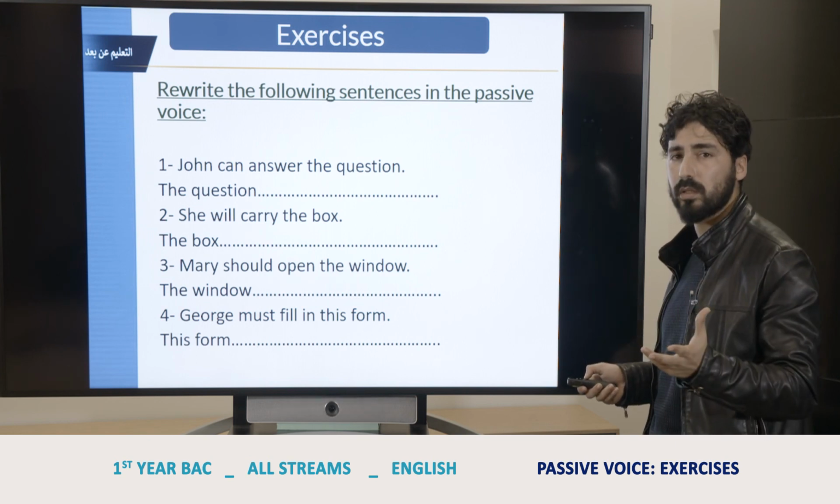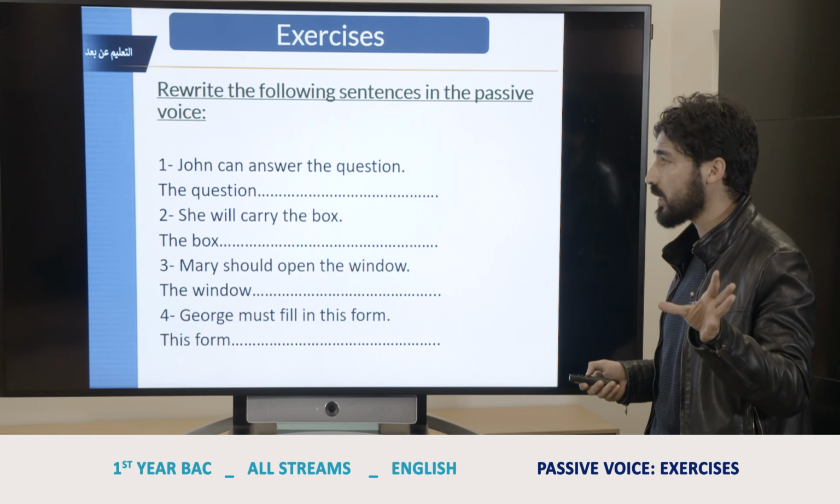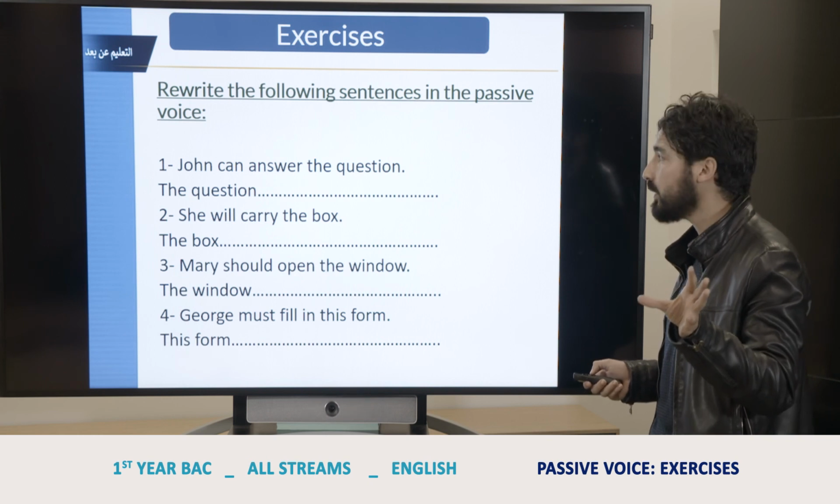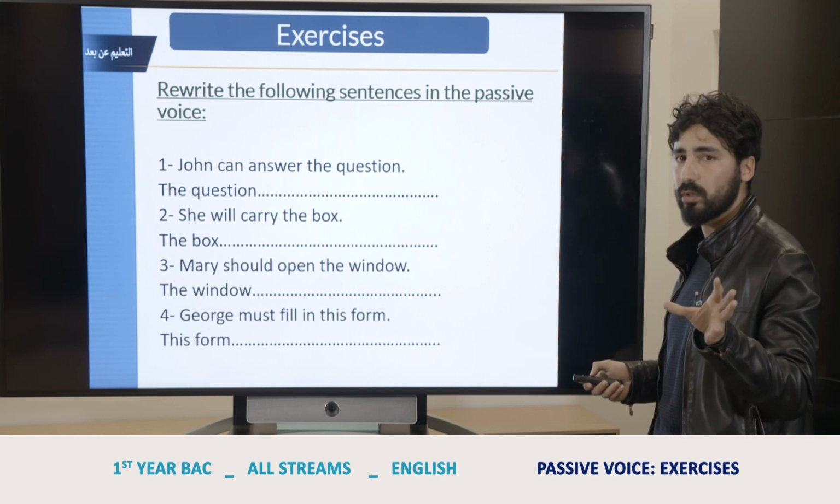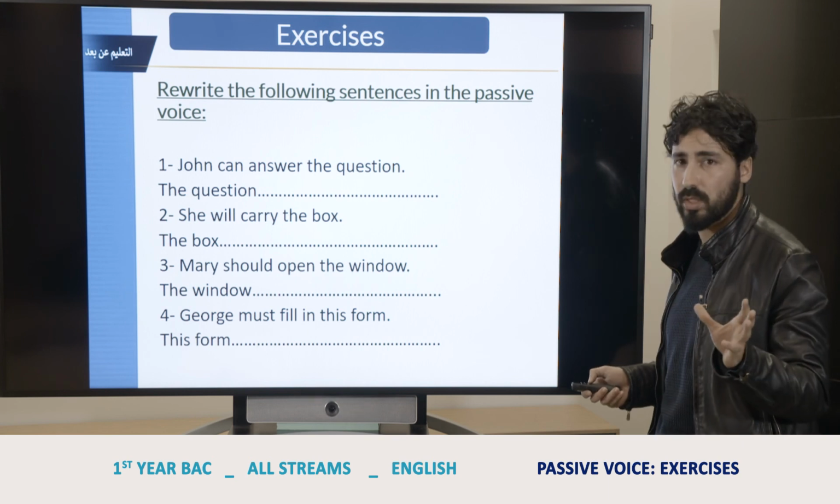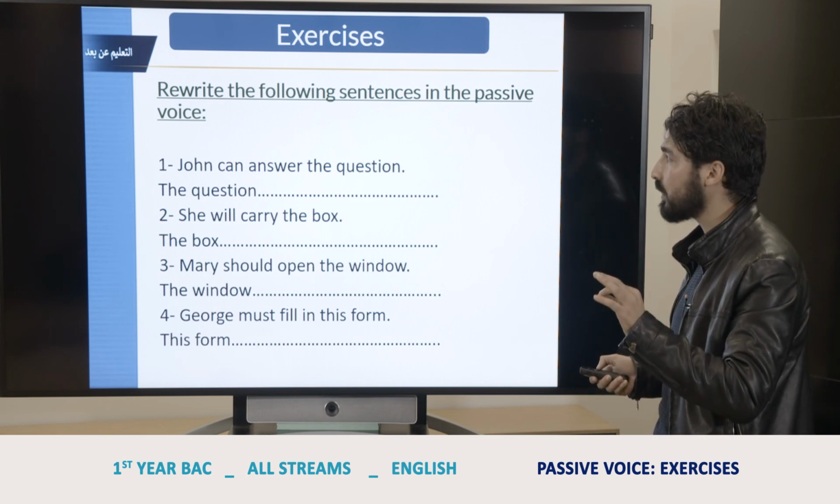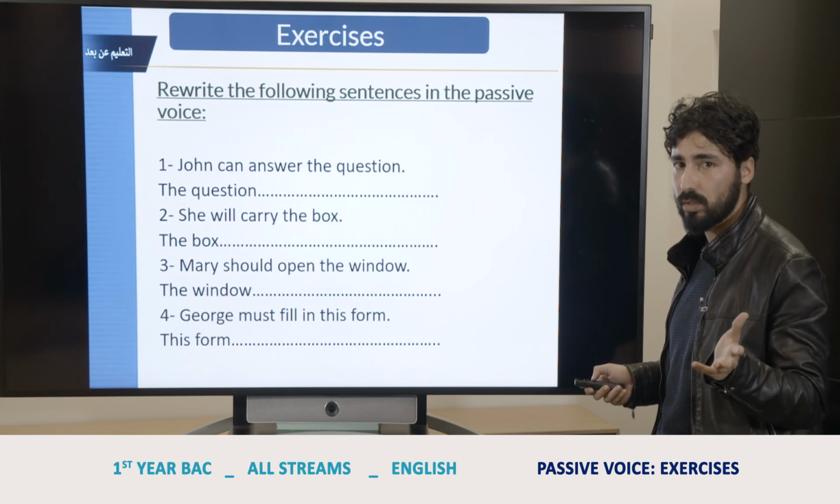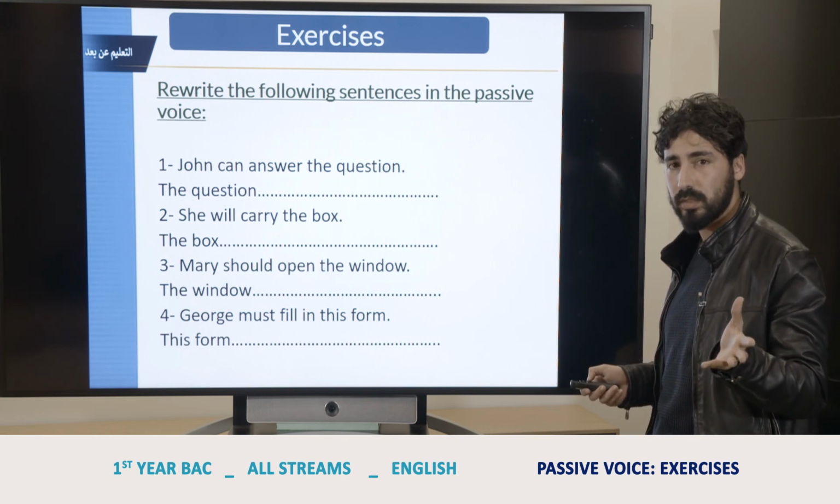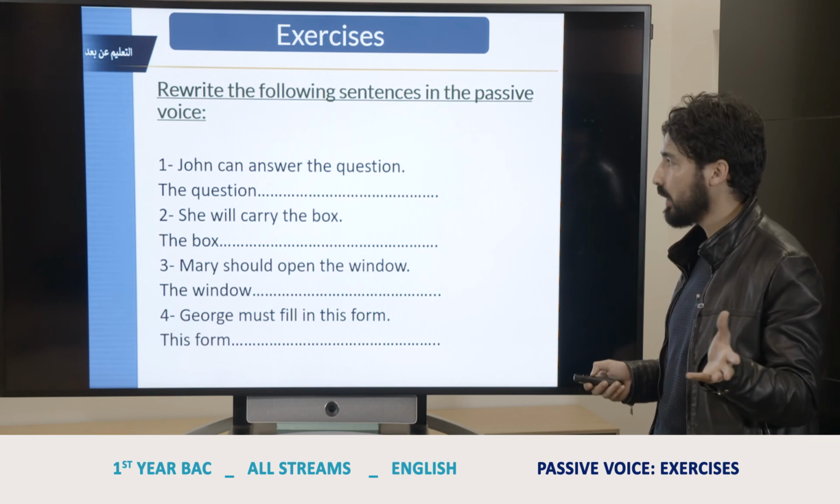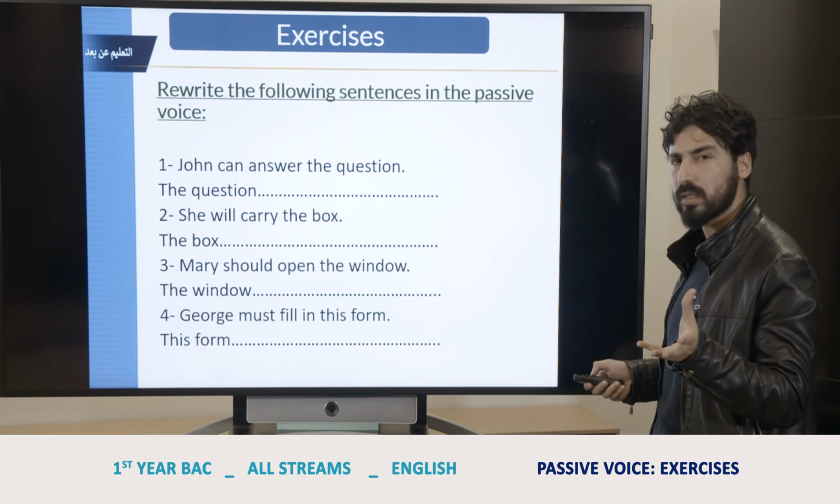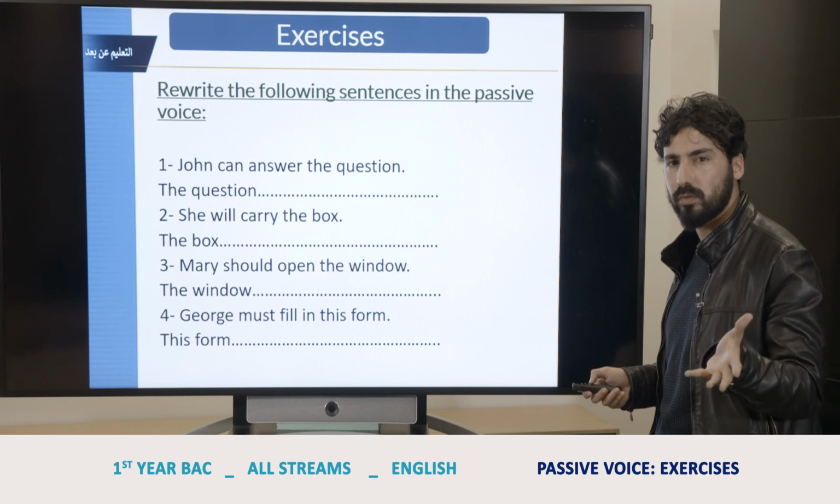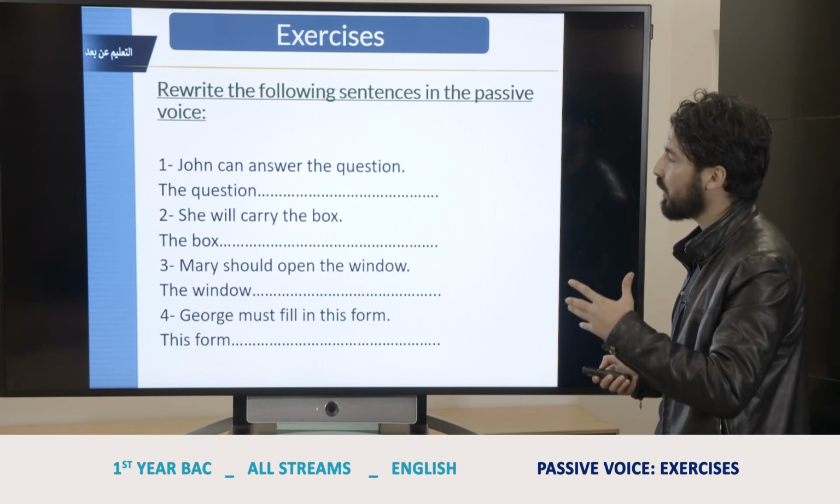Okay? So number 1, John can answer the question. What is the tense here? We have John as a subject plus can answer the question. We know that the question is the object, but look at the verb answer. Do we have something before it? It's can. What is can? Can is a modal verb. So how can we put a sentence with a modal verb in the passive voice? We're going to do it now.